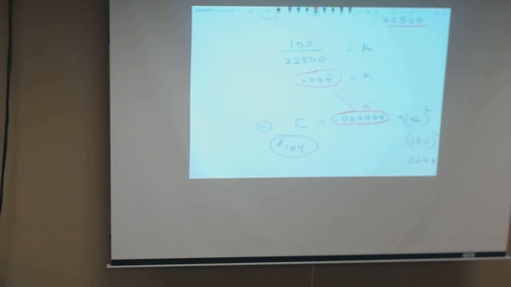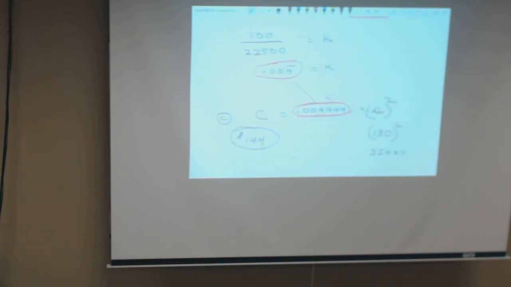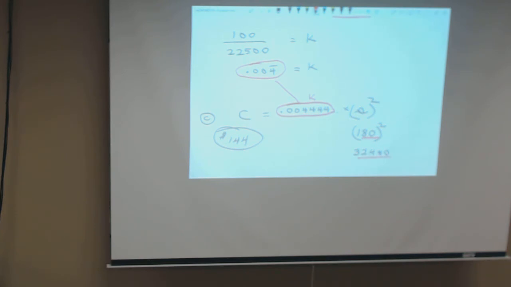So now that I know that, in place of K, I put this number. And then it says, for problem C, what's the cost for a speed of 180 miles per hour? So now I put 180 in here, and I square it, and get 32,400. And then I take 32,400 times 0.004444, and I get $144 for the answer, for what it costs.